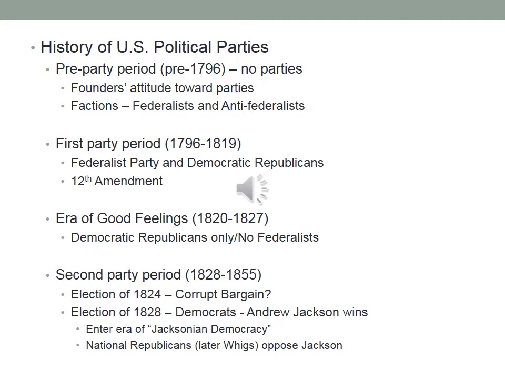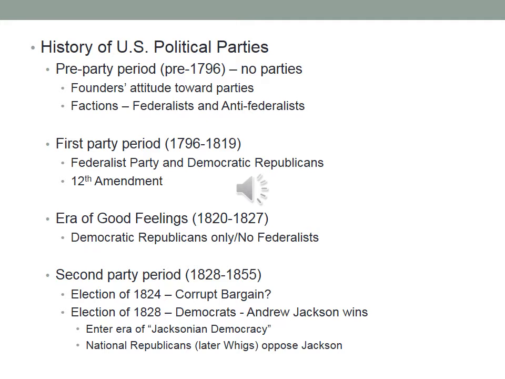Then the second party period began in 1828, and it was all a result of the election of 1824, where you had five Democratic Republicans vying for the presidency, and they included Andrew Jackson, John Quincy Adams, and Henry Clay, among others. What happened was that Andrew Jackson actually won the most total votes in the United States, and Andrew Jackson actually got the most electoral votes in the election.